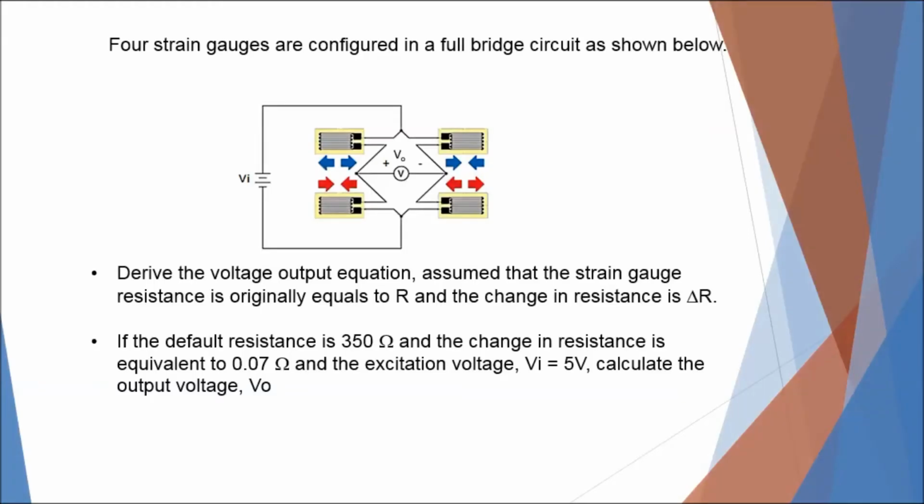Okay, so this is the first example, and you can see that there are 4 strain gauge sensors configured in a full bridge circuit, right? And this is the excitation voltage, and this is your output voltage.